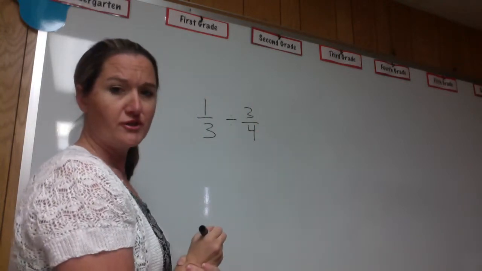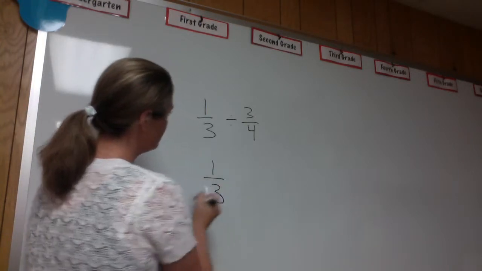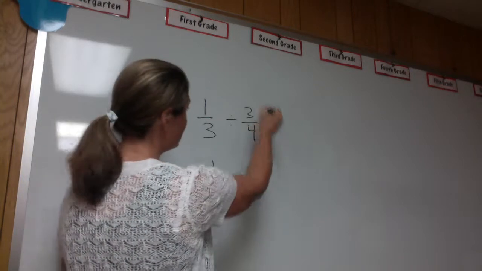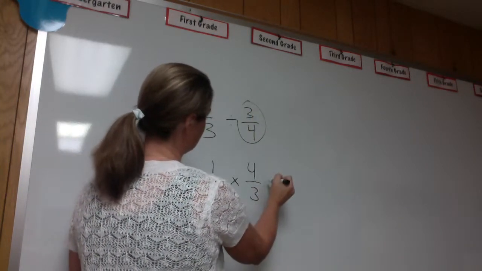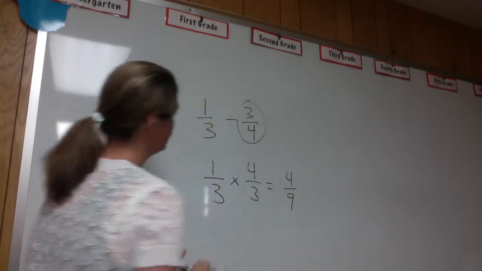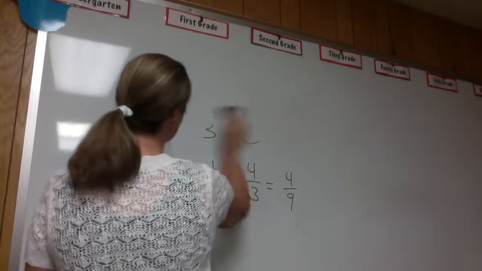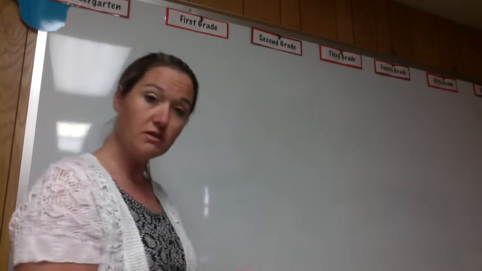1/3 divided by 3/4. Remember, we turn that into a multiplication equation, and then we just do the reciprocal of the second number. And then solve from there. Now we're going to learn how to do this same process with mixed numbers.